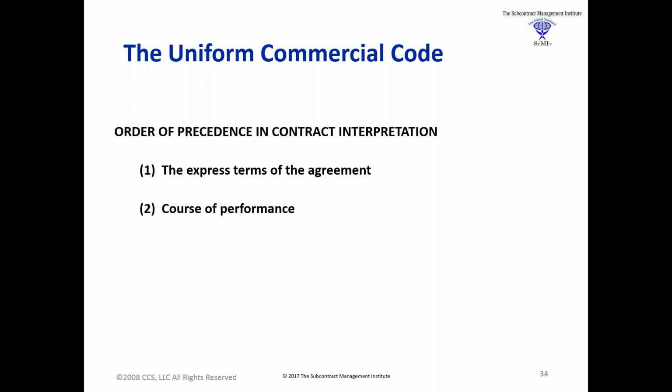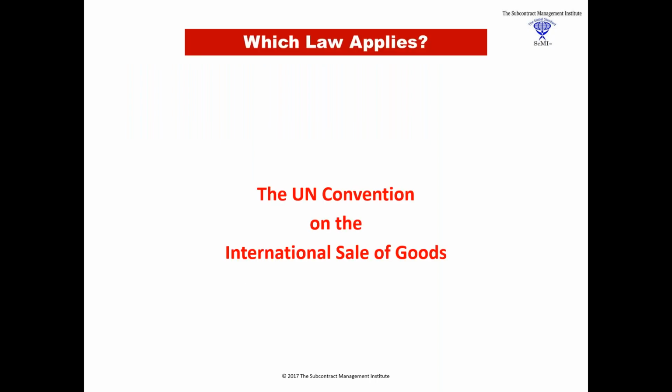But look at the second thing. It will determine what the contract is by how the parties have performed the contract. And they will then look to the course of dealing across a series of transactions. And then they're going to look at usage of trade. So even the way a contract is interpreted as between the feds and the subs is completely different. And that becomes a critical distinction.